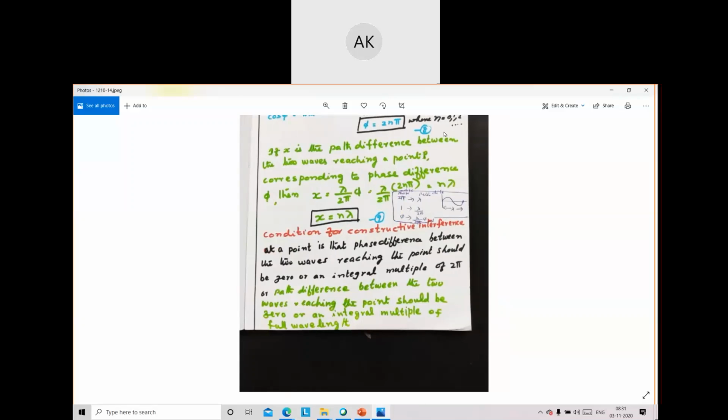When n equal to 0, the path difference becomes 0, and we get the central bright fringe. That is constructive interference taking place. And the next condition is for destructive. Oh no, this is written in words. In words it is written. This is the equation, this is written in words.